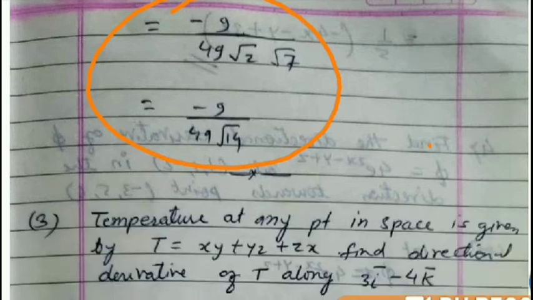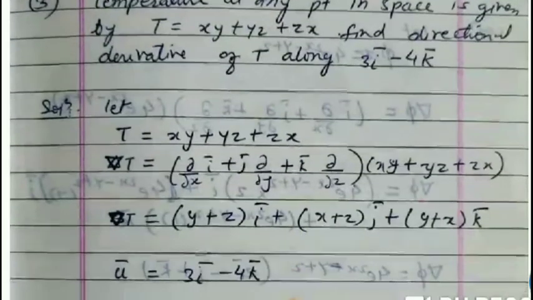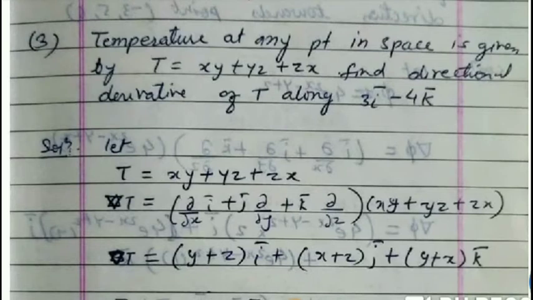Next question. Third question. Temperature at any point in space is given by t equals xy plus yz plus zx. Find the directional derivative of t along 3i minus 4k. So this is a simple question, but we are given a phi, a scalar point function in the form of x, y, z. We are not given a constant term.